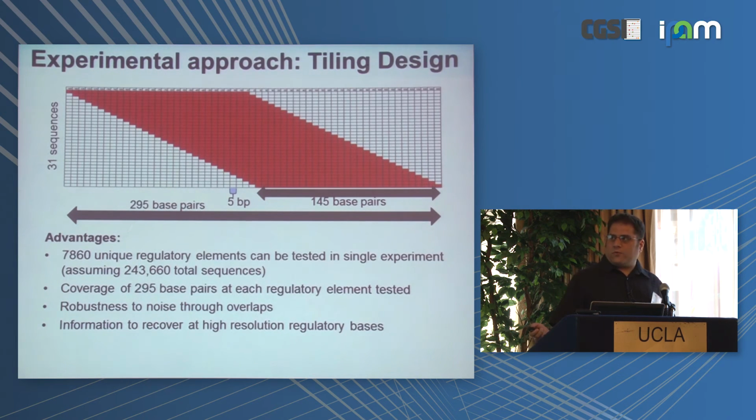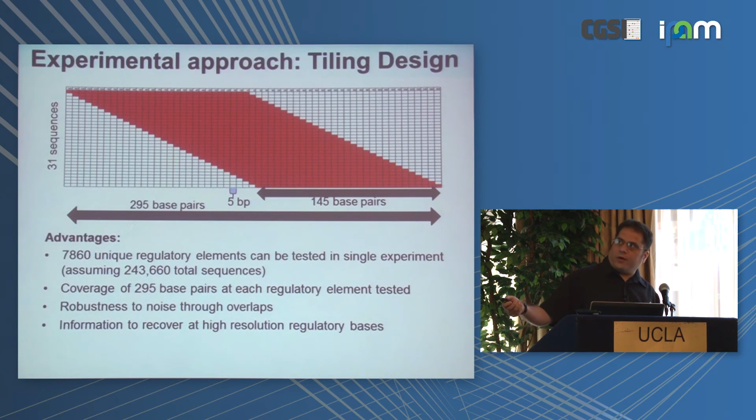This has several advantages. One is because we're only devoting 31 sequences per location, we can now test close to 8,000 regulatory regions in a single experiment. We have coverage of 295 base pairs, which is important because from the chromatin data, we can often be confident at a 200 to 300 base pair resolution where the regulatory site is sitting, but it's hard to be confident that this 145 base pairs is the location to test. This is all under the assumption that 145 base pairs is sufficiently long, which in some cases will be true. If you need longer, then it's a limitation of this assay.